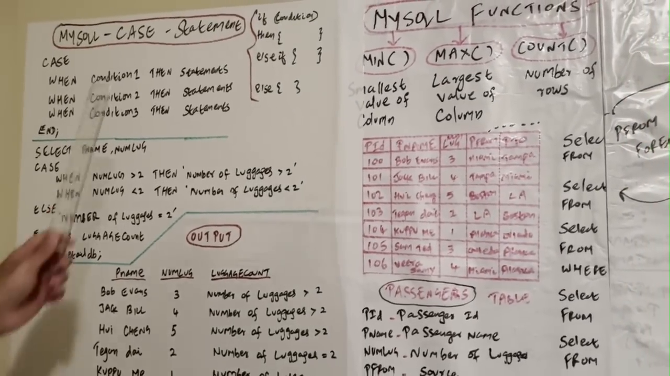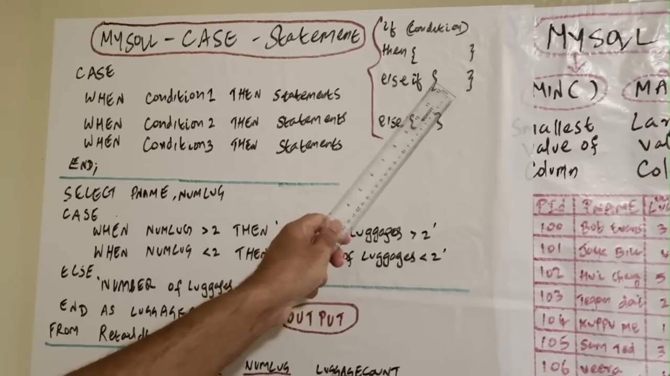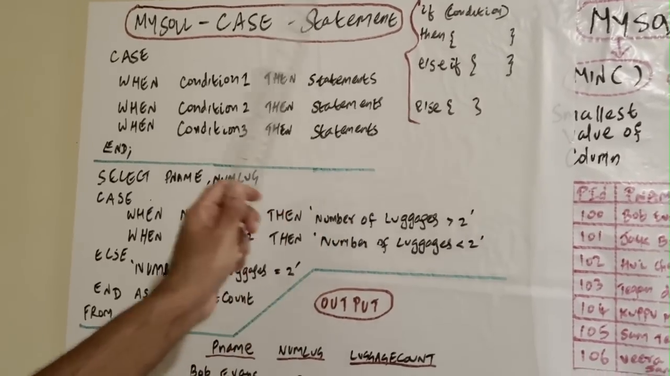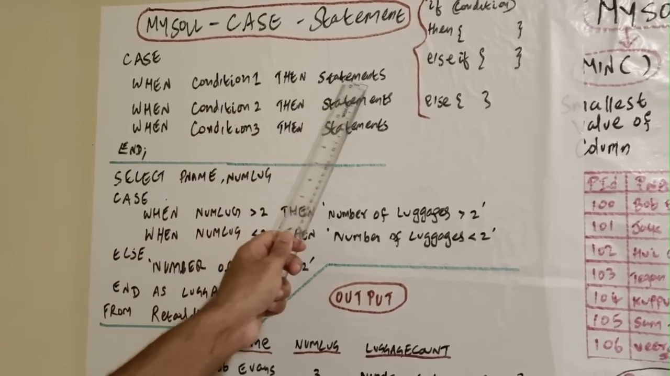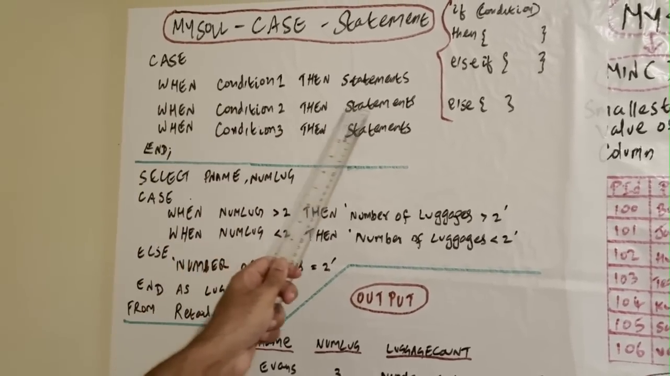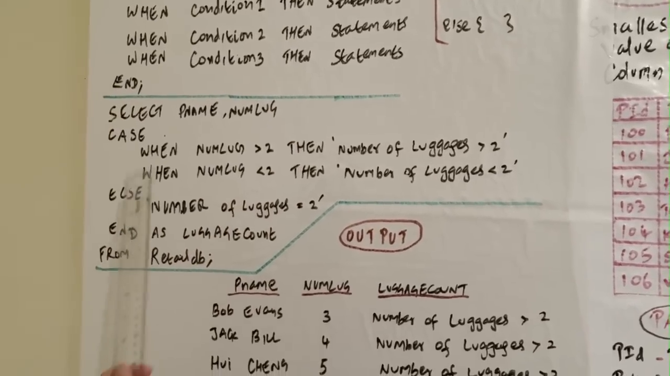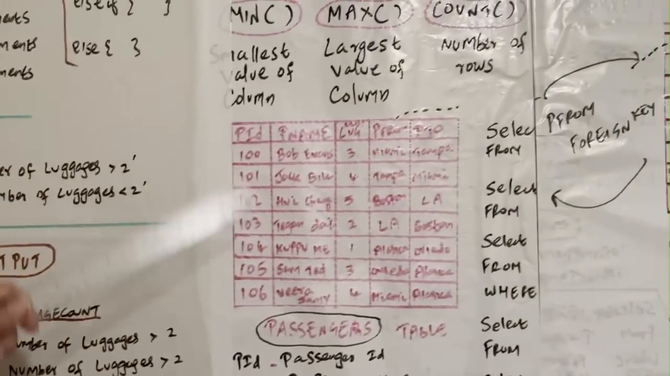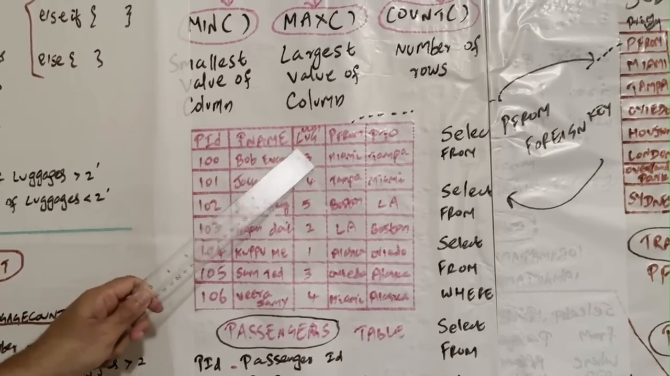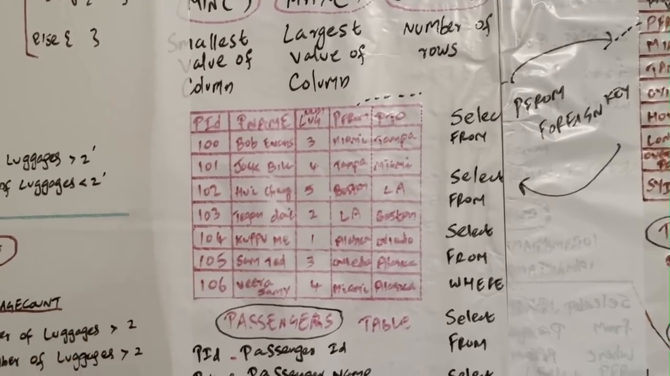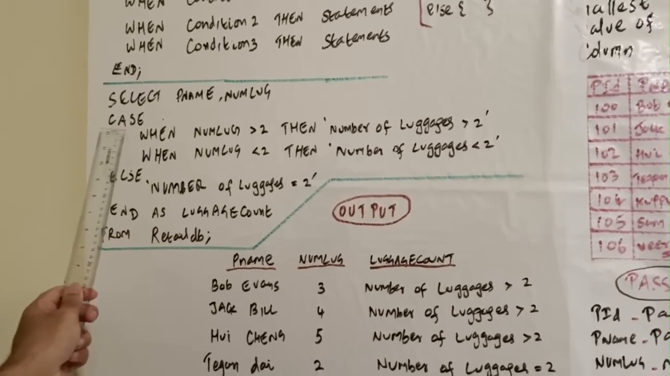Case statement: if a condition, then do something, else if this condition, else do this. So how to use this case? WHEN condition 1 THEN statement, WHEN condition 2 THEN statement, WHEN condition 3 THEN statement, END. So let's see, for this example I have another table here in MySQL, the passengers table: passenger ID, passenger name, number of luggages, from, to. Select passenger name, number of luggages, case.